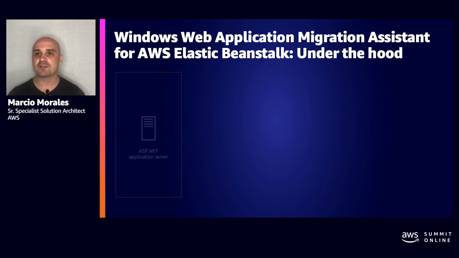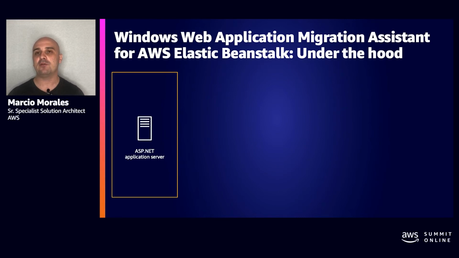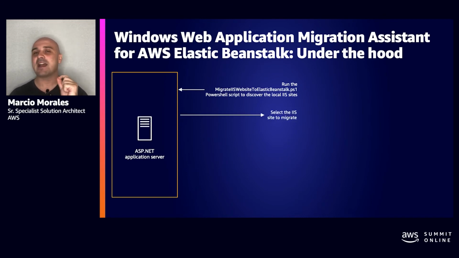So how does it work? Let's say in this example, you have an ASP.NET application running on-premise. You download the open source solution from the AWS website, and the solution is based on a PowerShell script. So you run the Migration IIS website tool, the PowerShell script, and the PowerShell script is going to discover all your IIS sites which host your ASP.NET application. You are going to then select an IIS website you want to migrate.